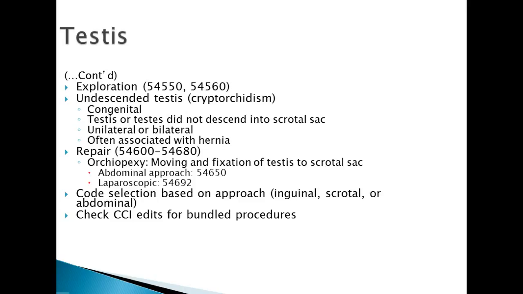hernia repair procedure, the undescended testis is brought down into the scrotum and anchored with sutures, also known as an orchiopexy. An exploration may be necessary to locate the undescended testes, and the choice of codes would then be 54550 or 54560. This would be determined based on the approach used: inguinal, scrotal, or abdominal. The exploration codes report a unilateral procedure, so if a bilateral procedure was performed, modifier 50 would be appended.